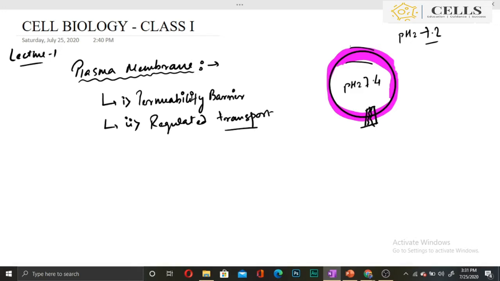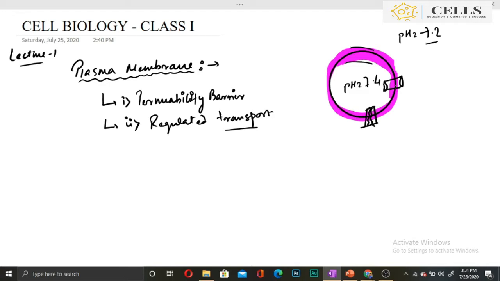Suppose you want to regulate a particular transporter, so you have different gradients. We will be discussing transport in the later classes. So we have different transporters which help in regulated transport, and for that regulated transport, the plasma membrane is very much essential.